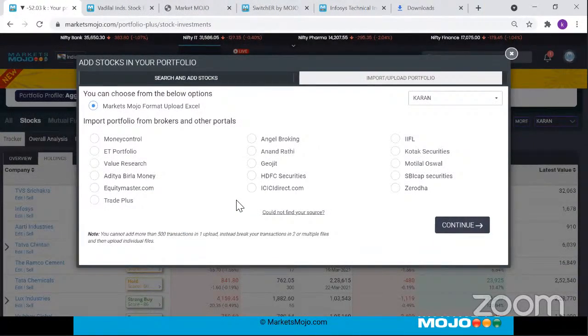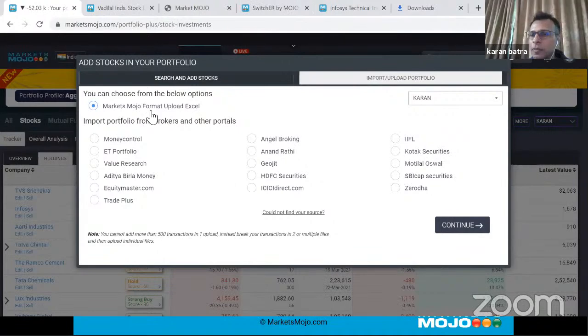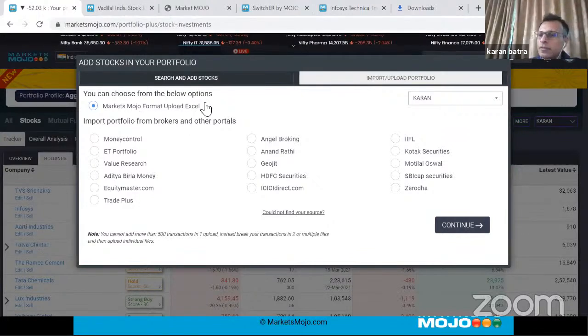So, what we can do is you can use the upload Excel format. It's a very simple format. You can download the details from Sherkan and you can just copy paste in this Excel sheet. You just need 3-4 columns: the date, the buy or sell transaction, the price, and the quantity, and then you can upload it in one shot. Also, if possible, you just share your Sherkan format, so we'll also try and incorporate that format here itself. But in the meantime, you can use the MarketsMojo upload Excel format.